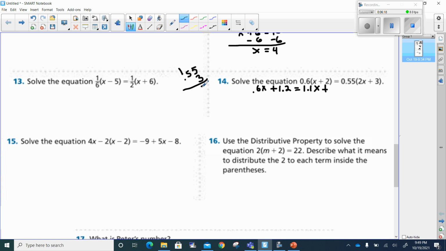Well, 5 times 3 is 15. We carry the 1, and 15 plus 1 is 16. This is going to be 165, and when we move the decimal over twice, it'd be 1.65.